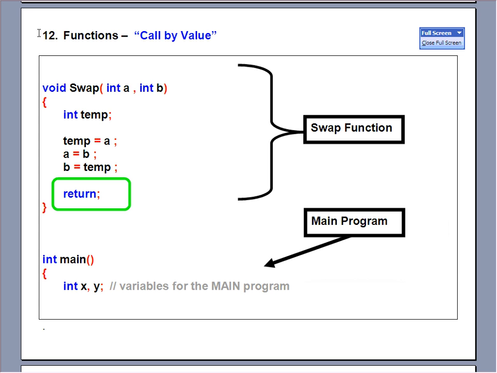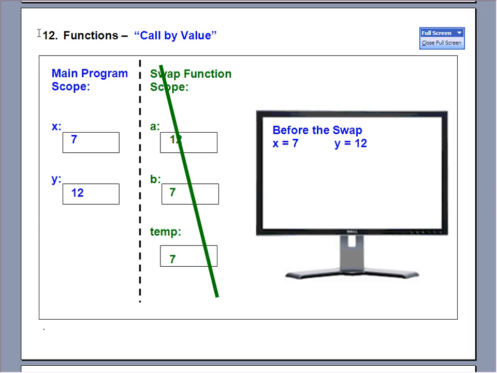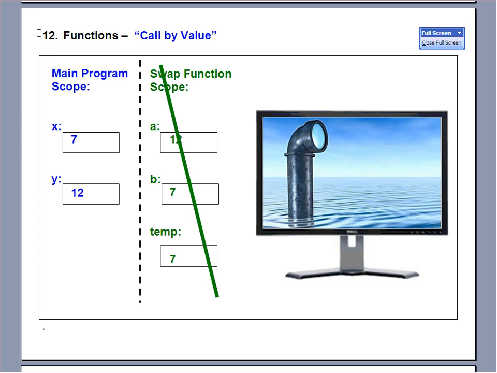Then we're going to return back to the main program, and here's where things get kind of interesting. When we return back to the main program, we're going to come back right here, right after that function called swap. But when we do, we lose access to those 3 memory locations, A, B, and temp, the ones that we've created in that subprogram. They're now gone. They're now out of scope. You can't see them anymore.